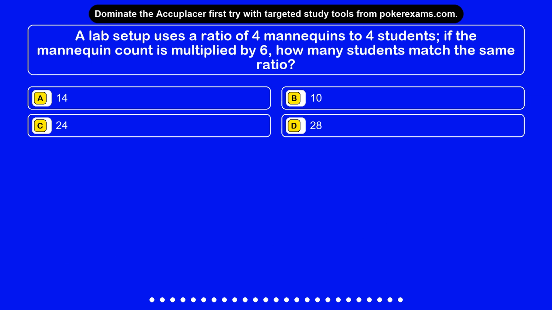Question 5. A lab setup uses a ratio of 4 mannequins to 4 students. If the mannequin count is multiplied by 6, how many students match the same ratio? Option A, 14. Option B, 10. Option C, 24. Option D, 28.